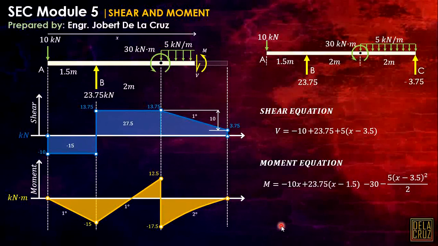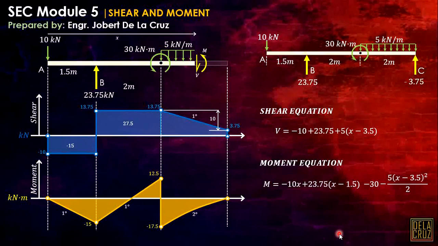Okay, second degree curve, because as you can see in the equation, may power of 2 na tayo sa value of x natin. Okay, that is an equation of a parabola. And by the way, yung shear dito kanina, nag-fall tayo sa 3.75. Of course, the reaction here is negative 3.75. Ibabalik niya sa 0. Okay?